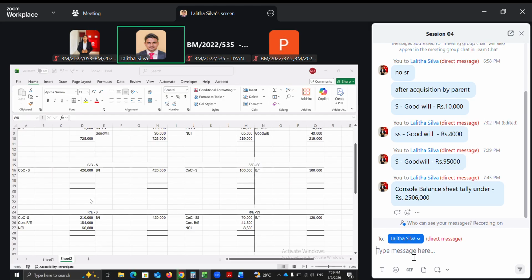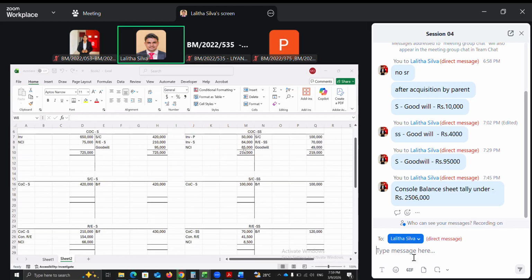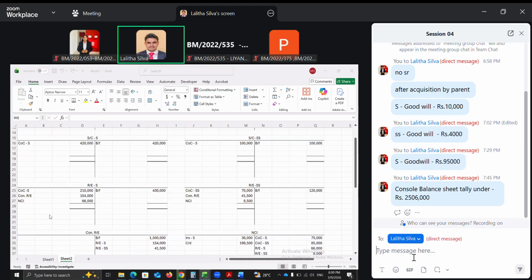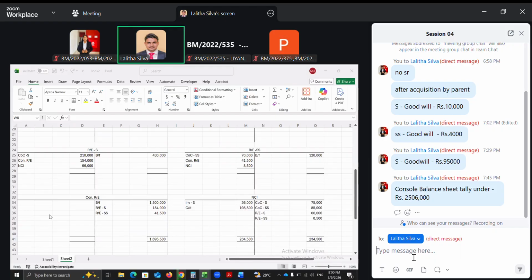Tell me the answers. 95 and 61? No. Should be 95 and 49. And these are the consolidated retained earnings balance and the NCI balance. You can write it down and check your answers.